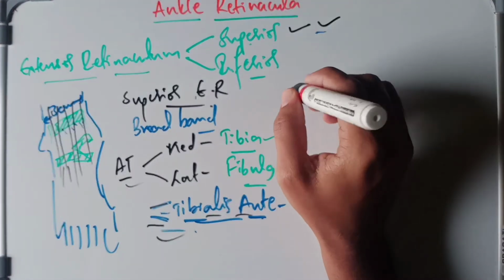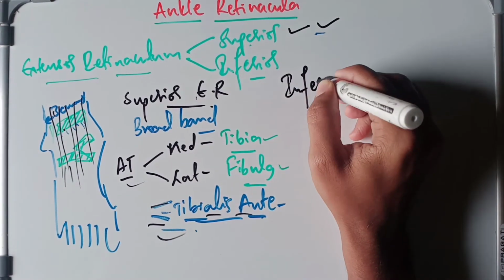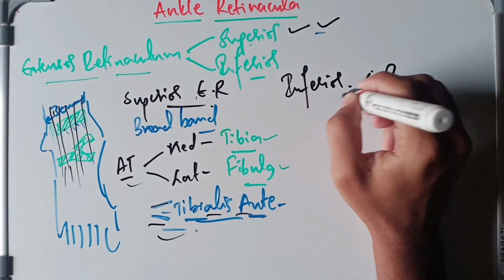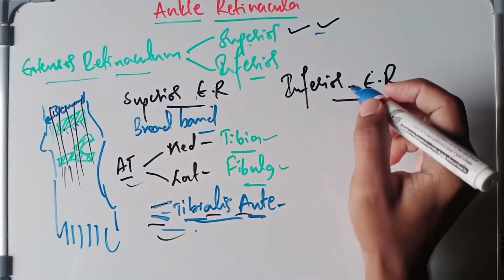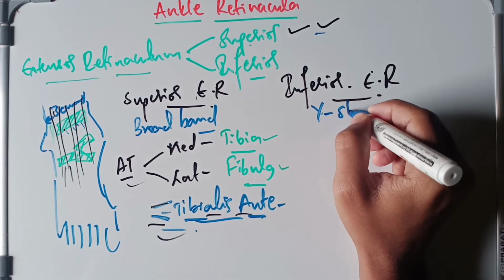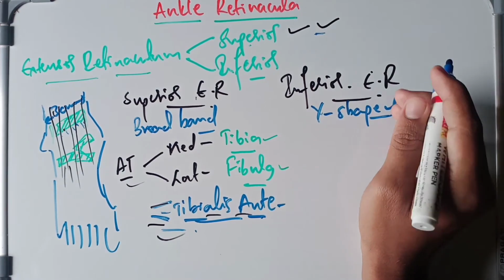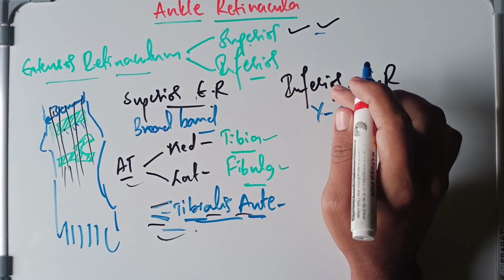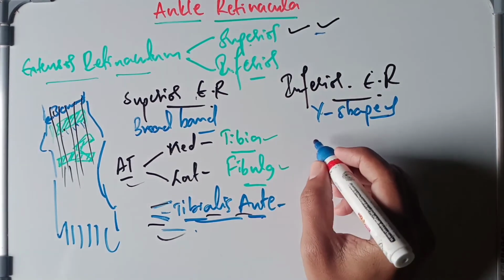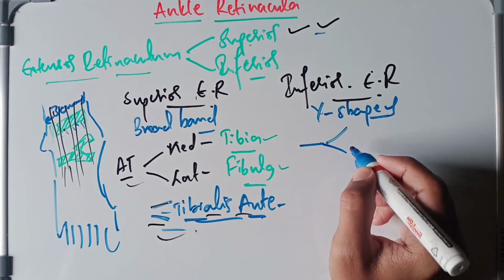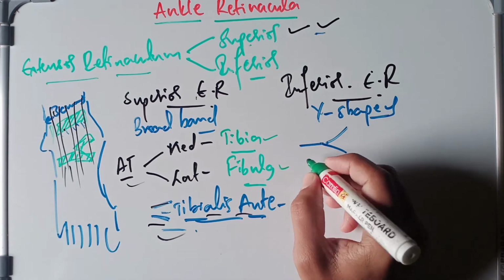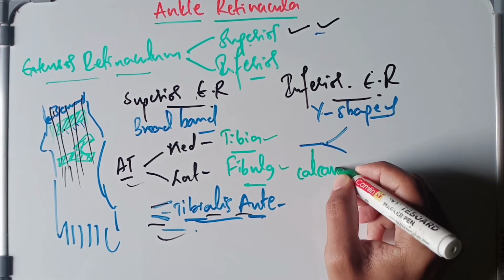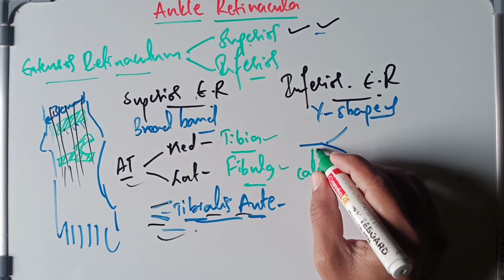So now we will move on to discuss the inferior extensor retinaculum. Again we are going to discuss in terms of attachments as well as the relations. So the inferior extensor retinaculum is a Y shaped band, and it is also situated in the deep fascia. It has the stem and the upper Y band as well as the lower Y band. The stem is attached to the calcaneum, which is a tarsal bone. So the stem is attached to the calcaneum.